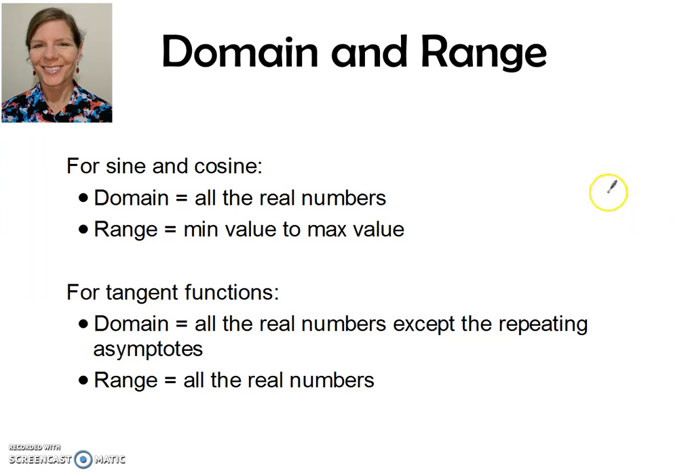In terms of domain and range, for sine and cosine, the domain is all the real numbers. They extend infinitely in either direction. And the range is the minimum value to the maximum value. That depends on whether you're doing y equals sine x, or if you've done a vertical dilation or a translation. So you just need to find the minimum and maximum values. For tangent functions, the domain is all the real numbers except for the repeating asymptotes. So there are regular values of x that tan is not defined for. The range, on the other hand, is all the real numbers, because it goes from minus infinity all the way up to plus infinity.